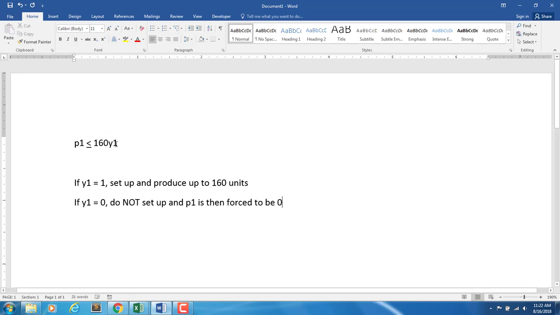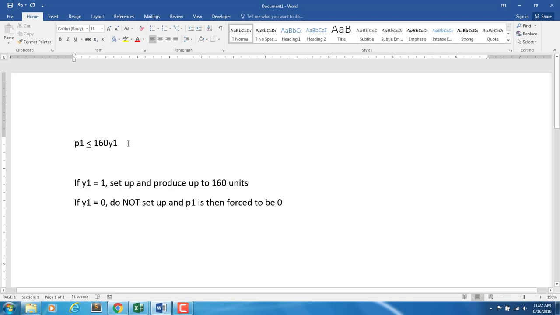So substitute 0 in for y1. 160 times 0 is 0, so P1 is going to be less than or equal to 0. It has to be 0 because it also has to be greater than or equal to 0. So that forces P1 to not be produced at all. So that's what that constraint's doing.